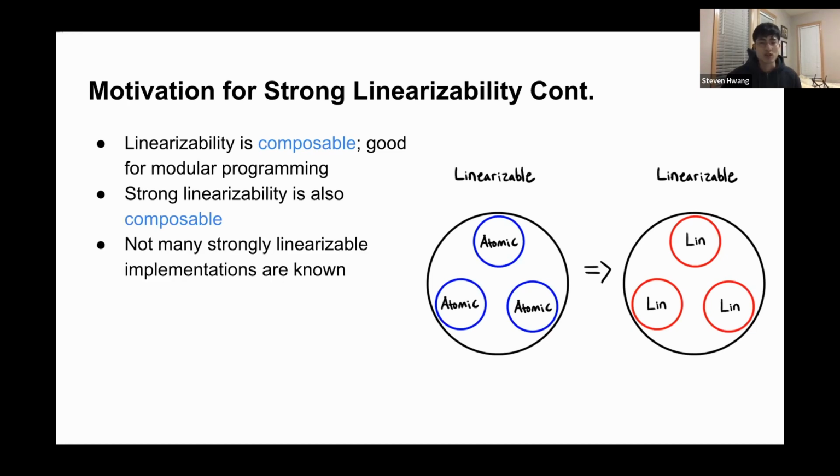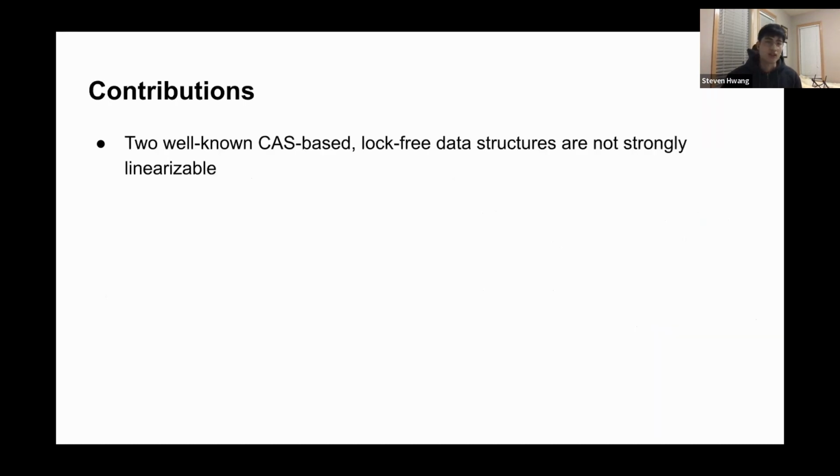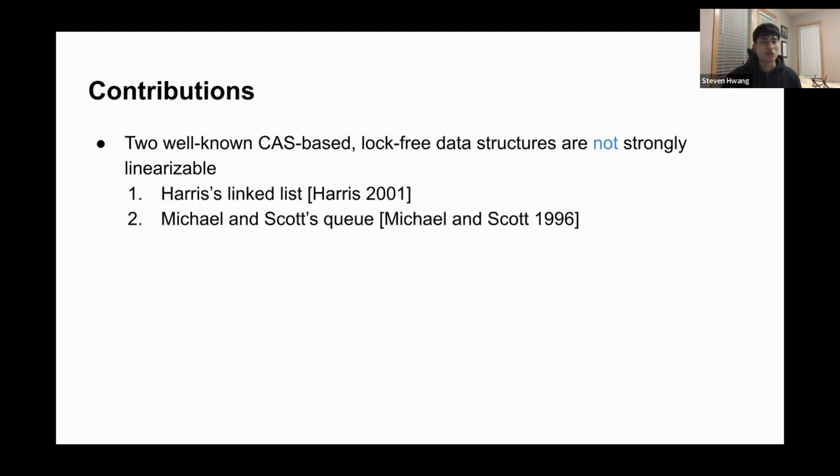Due to its newfound nature, not many strongly linearizable implementations are currently known. In particular, almost nothing about strongly linearizable implementations is known when using practical strong primitives. To close this gap, we look at two well-known CAS-based lock-free data structures, Harris's linked list and Michael and Scott's queue, and we show that they are not strongly linearizable. We also derive modifications to make them strongly linearizable.